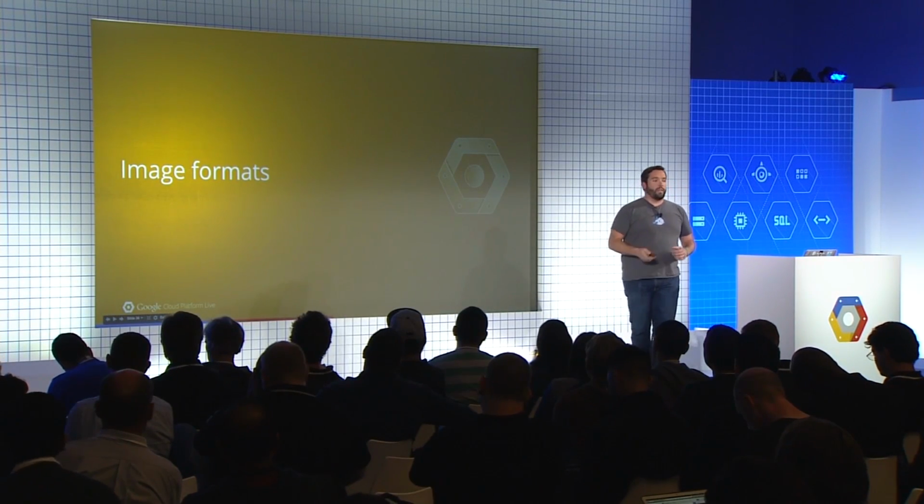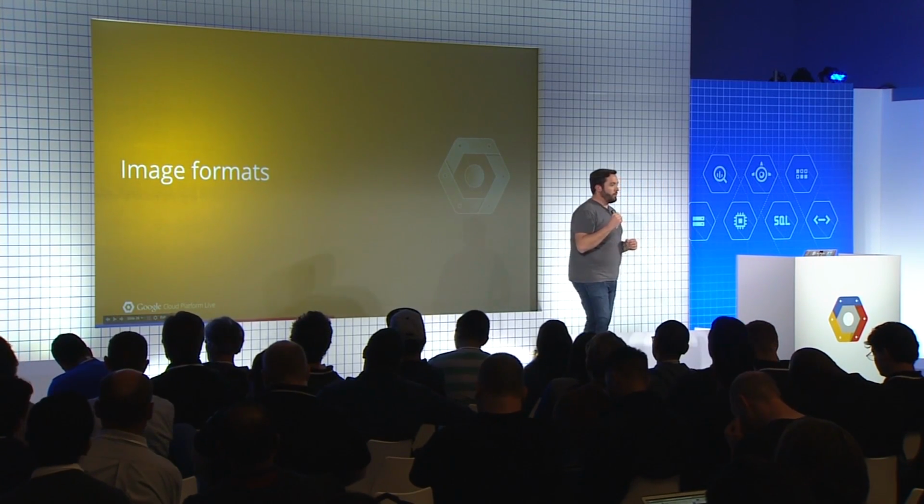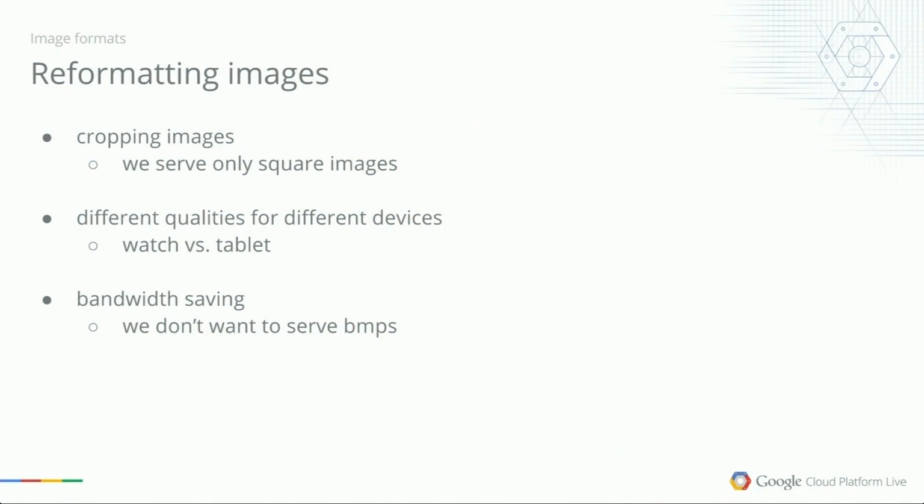The second problem that we have with our app is the image formats are not handled at all, which has different problems. First of all, we want to serve only square images because they're beautiful. And we need to crop the images that we upload. We also want to serve different quality of images for different devices. So if I'm using Abelana with a Nexus 10, or if I'm using Abelana with a watch, I don't need the same image quality at all.